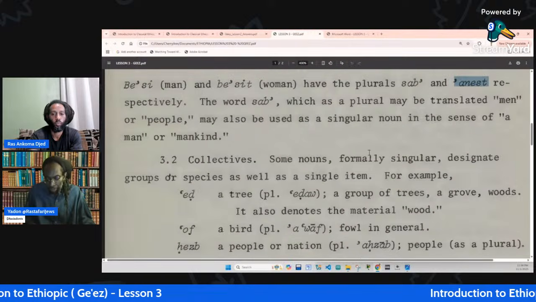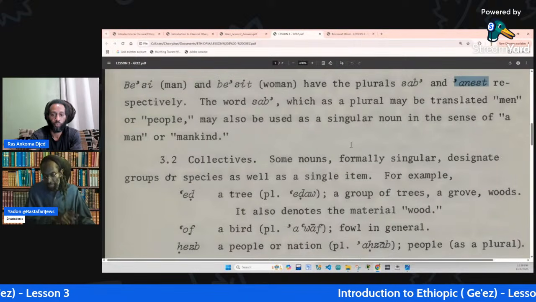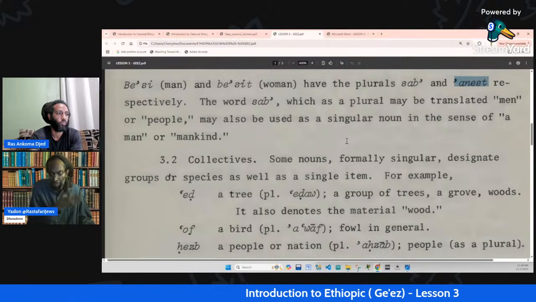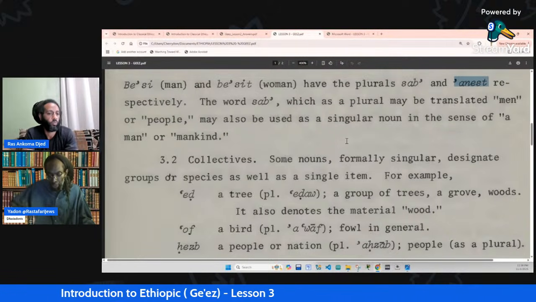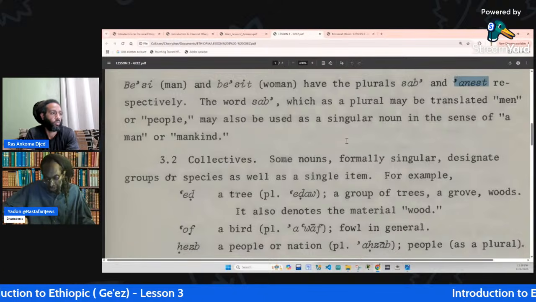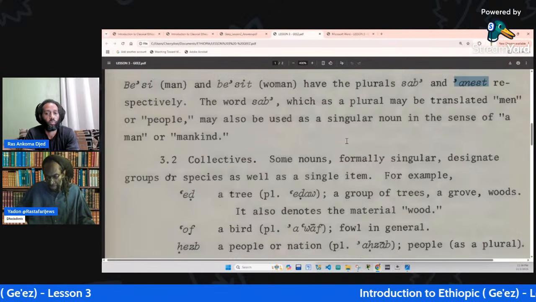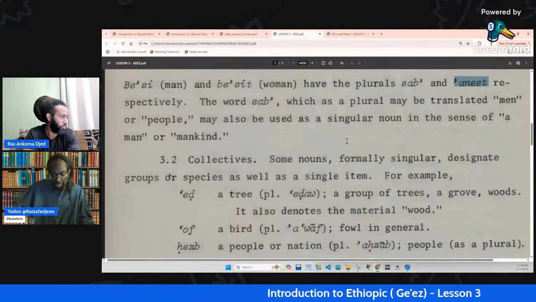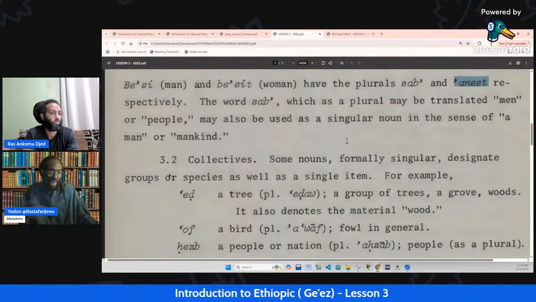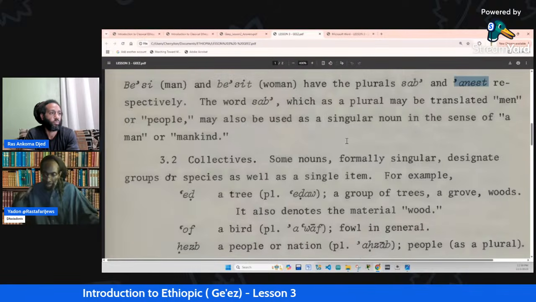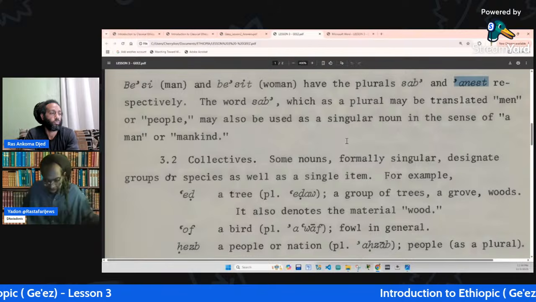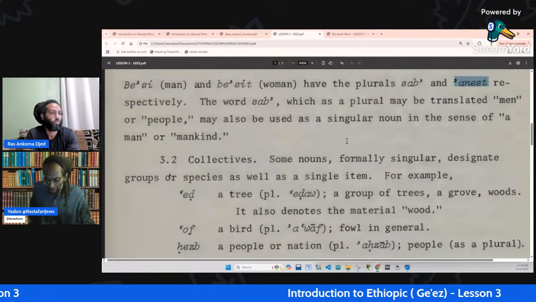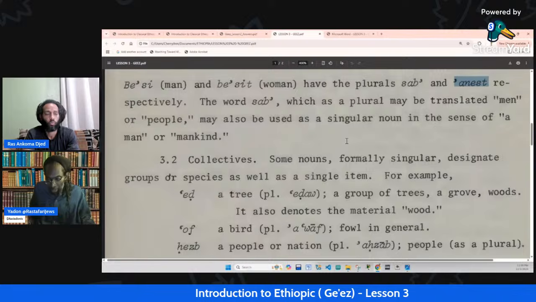It may also be used as a singular noun. So if you heard me first, I said sebit, man. Then I remember as I read on, they have it here. It can also be used for a plural or singular noun in the sense of a man or mankind. It's like Adam in Hebrew. Adam is like one man, but Adam can be human beings. You know what I'm saying? Just people. So a man or mankind.